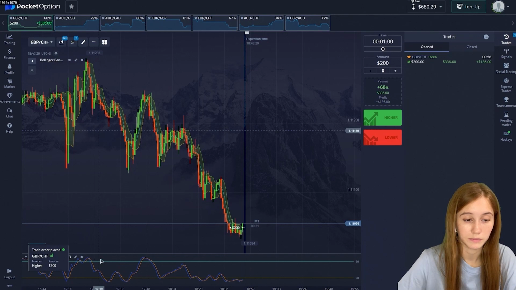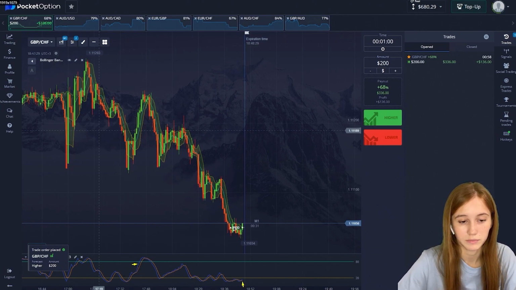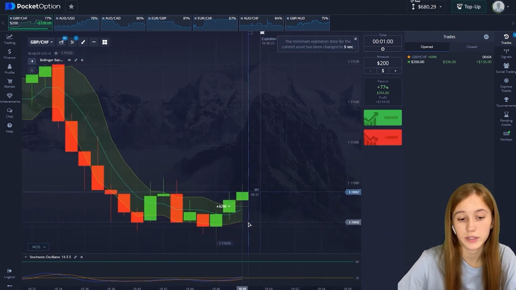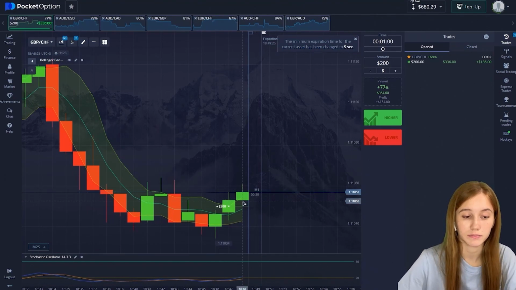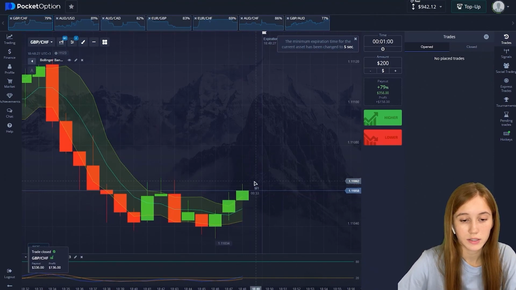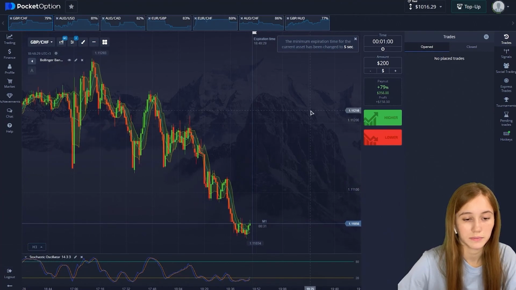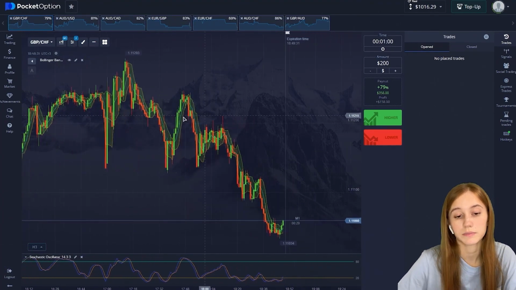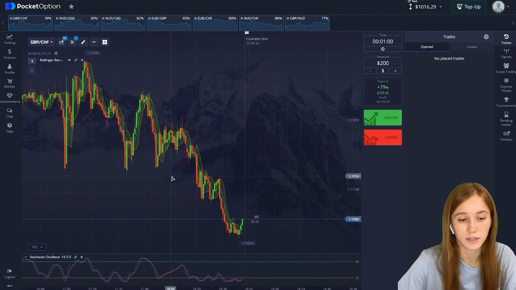Well, let's see what we have here. Stochastic, we see an intersection with the orange line. So that's why we open for an increase. 3 seconds left until the end of the deal. That's great. A plus deal, we see.